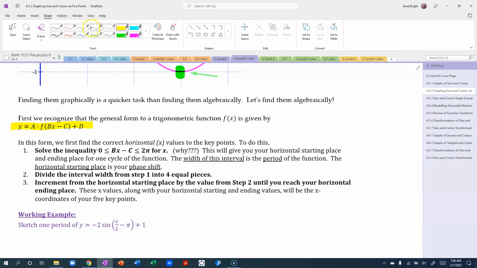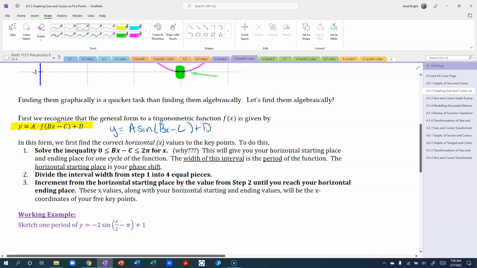So f is just standing for a trig function. For example, we might see y equals a, insert a value for a, sine of bx minus c, plus d. And a, b, c, and d are just numbers. You can imagine there might be 3s, 4s, pi's in there, and that's just fine. So here are the steps that I use to find these key points.